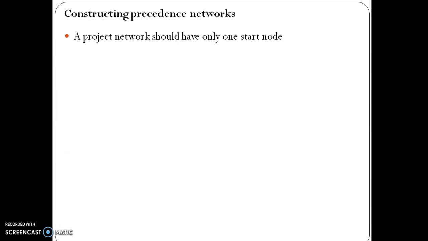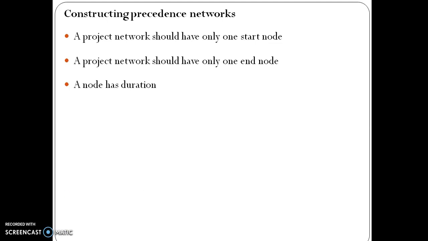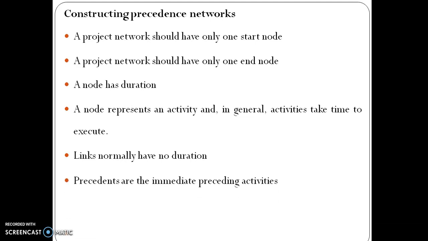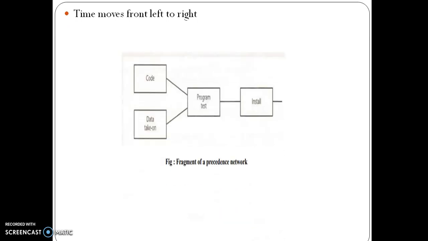Constructing precedence networks. A project network should have only one start node. The project network should have only one end node. A node has duration. A node represents an activity, and in general activities take time to execute. Links normally have no duration. Precedents are the immediate preceding activities. Time moves from left to right. That is a fragment of a precedence network.